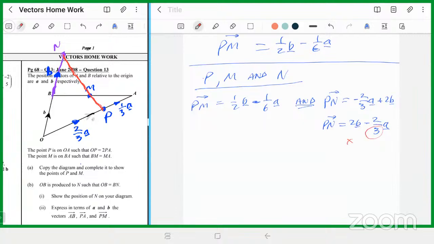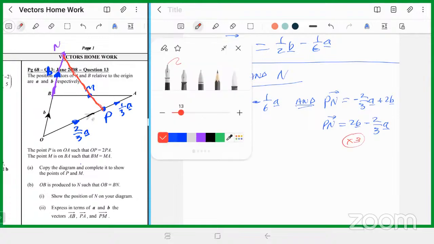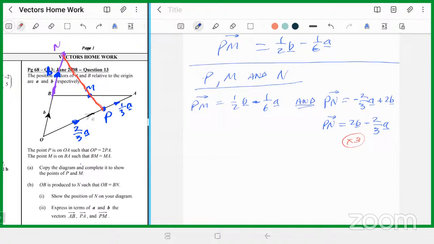Multiply by the denominator, 3. Come on, man. Multiply by 3. Remember to multiply everything by the 3, so multiply this by the 3 as well. So you're going to get 3PN equals, this becomes 6b, and it becomes minus 2a.